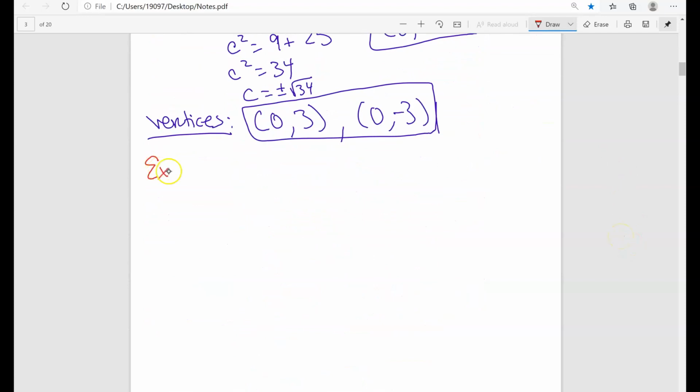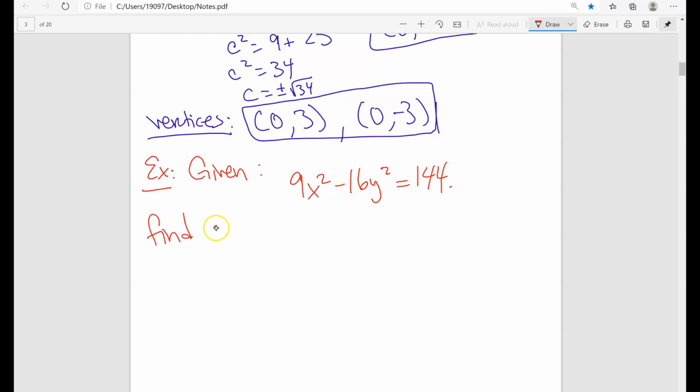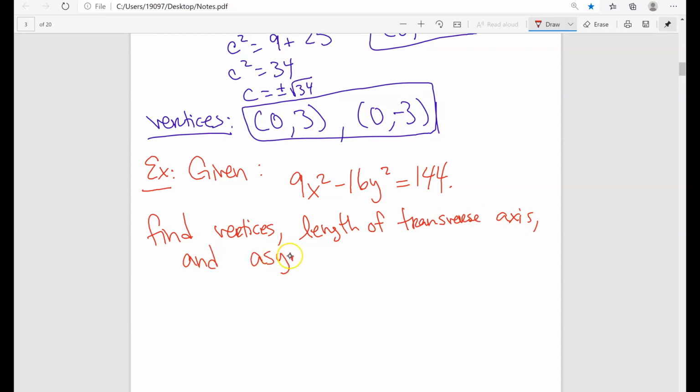So let's say you're given 9x squared minus 16y squared equals 144. And what you want to do is find the vertices, find the length of the transverse axis, and find the asymptotes. Okay.